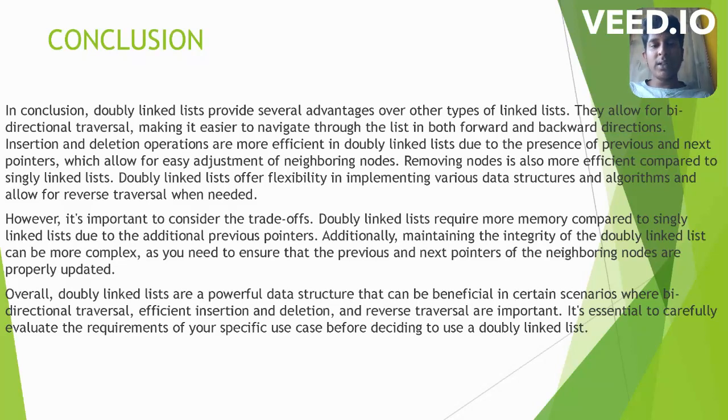Overall, double linked lists are powerful data structures that can be beneficial in certain scenarios where bidirectional traversal, efficient insertion and deletion, and reverse traversal are important. It is essential to be careful and evaluate the requirements of a specific use case before deciding to use a double linked list.